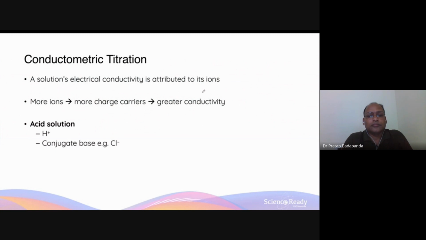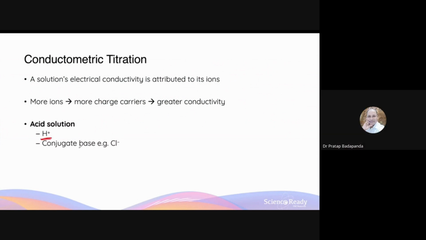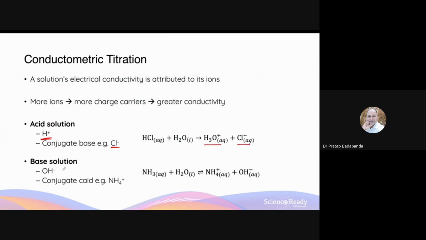This is particularly relevant in the context of acid and base solutions because acid solutions will produce hydrogen ions in water and conjugate bases, which sometimes can be ionic as well. For example, hydrochloric acid will dissolve in water to produce either hydrogen ions or hydronium ions, as well as chloride ions. Both ions will contribute to the conductivity of the acid solution. Similarly, base solutions can also be conductive because they can produce hydroxyl ions and conjugate acids, which can sometimes be ionic as well. For example, ammonia ionizes in water to produce ammonium ions and hydroxyl ions.